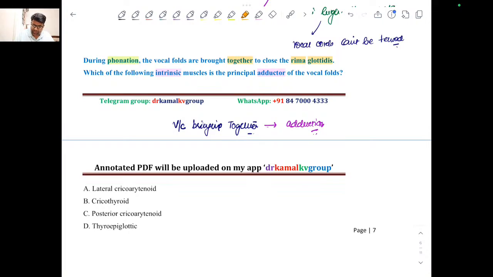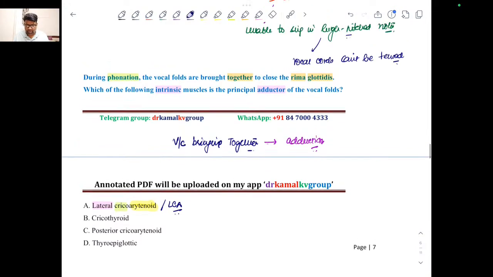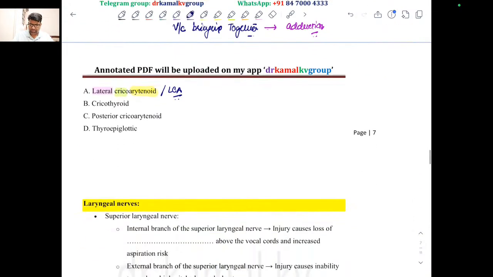So this is lateral cricoarytenoid. So remember LCA. PCA is abductor, LCA is adductor. So you have to remember only three muscles. Number 1, posterior cricoarytenoid. Number 2, cricothyroid. And number 3, at times lateral cricoarytenoid, although it's not that commonly asked. Okay, so please remember this.